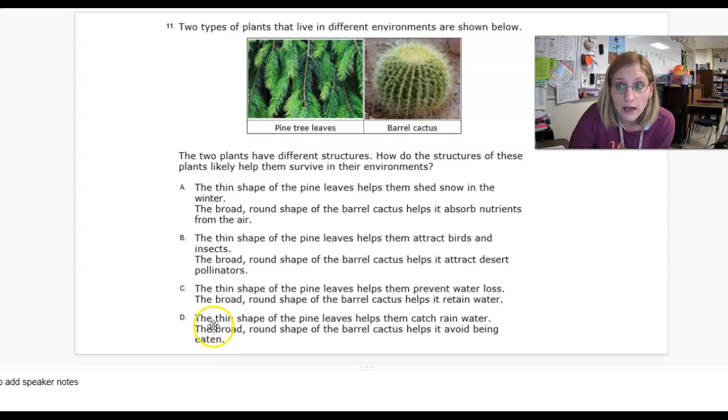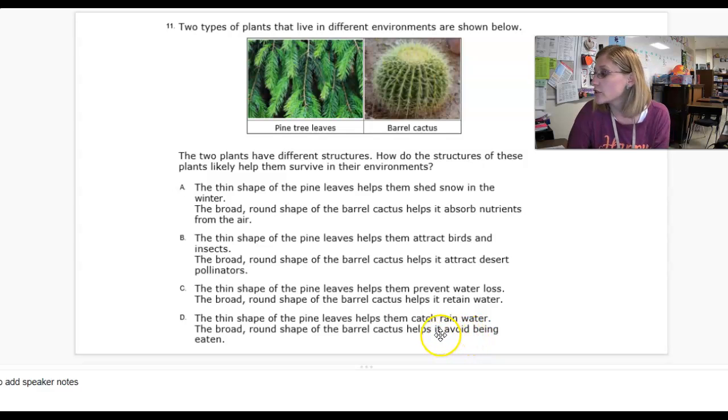Well, that might help too, right? That would help them adapt. And then this one right here, to avoid being eaten. So I could see how C and D are some of the harder ones because this is also protection. That barrel cactus is also protection.